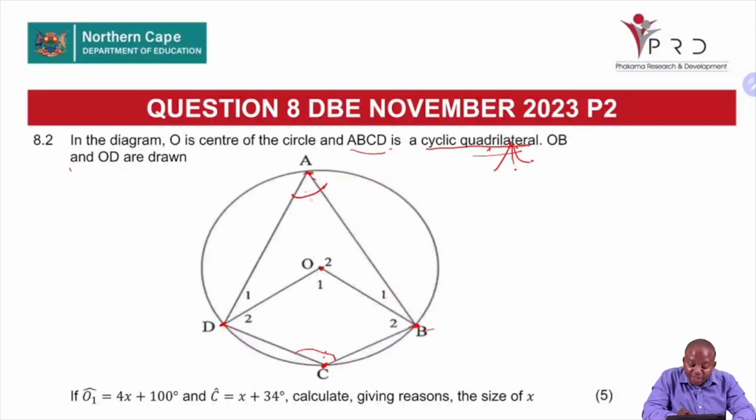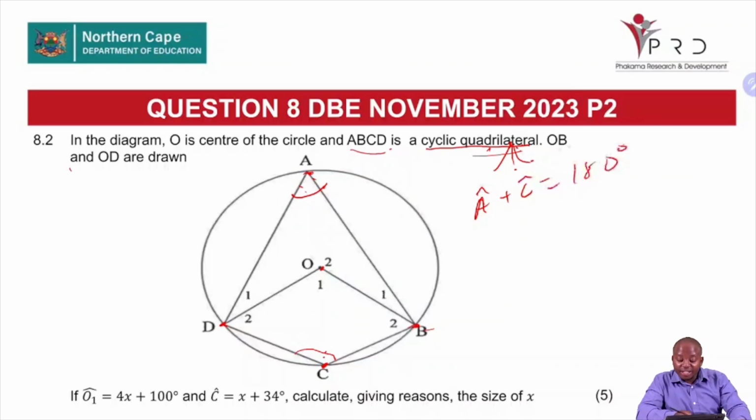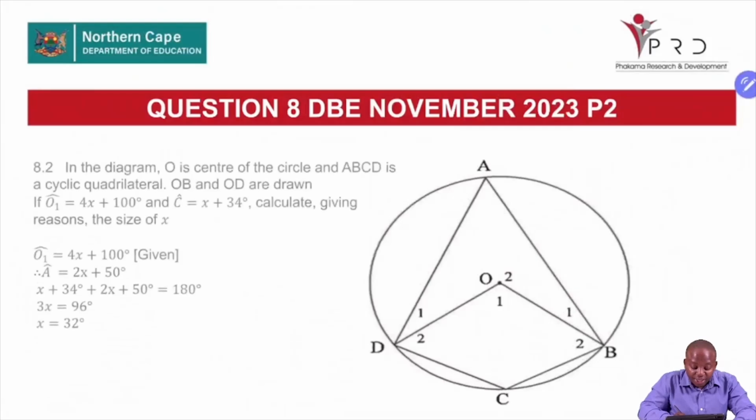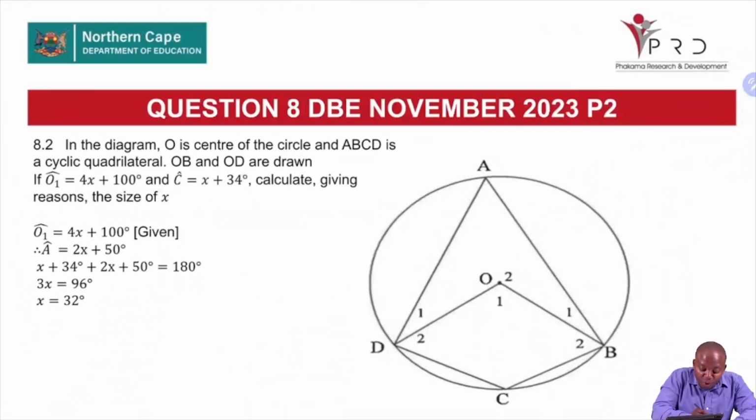We notice that only angles A plus C, being supplementary, is applicable in this case. Others are not met in this case. So let's just discuss the solutions now. We are told that angle O1 is 4x plus 100. And your angle C, which is here, is x plus 34. So what are we asked? Calculate, giving reasons, the size of x.